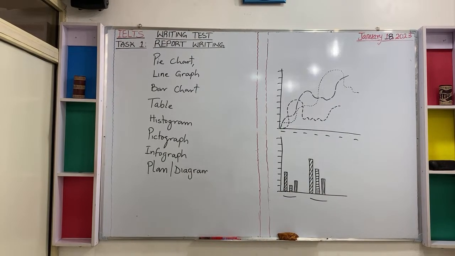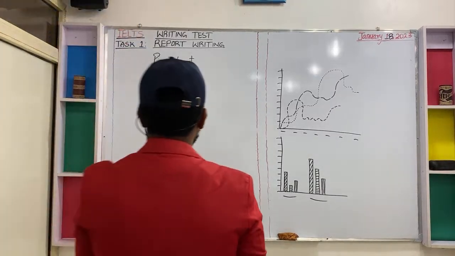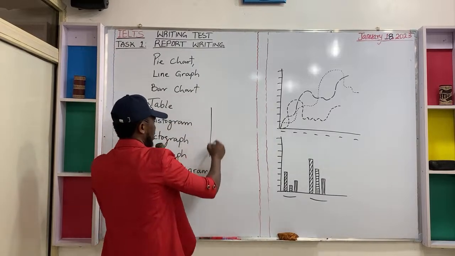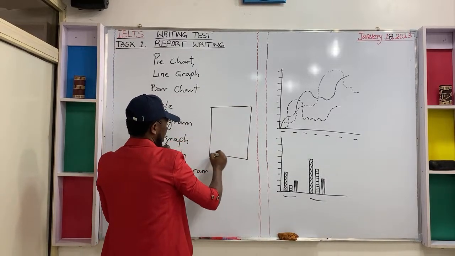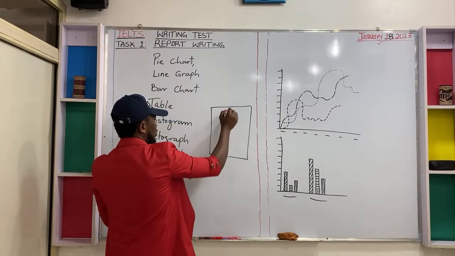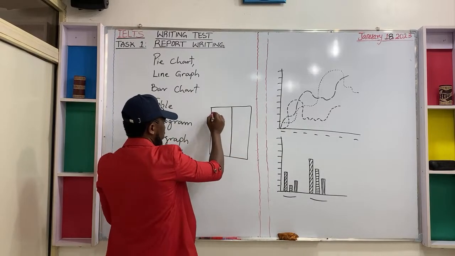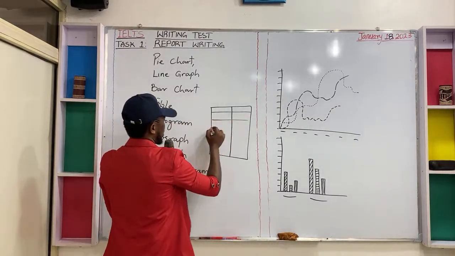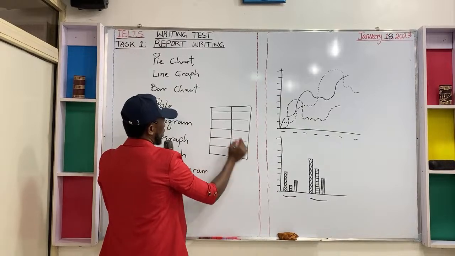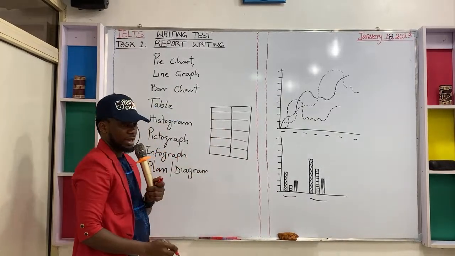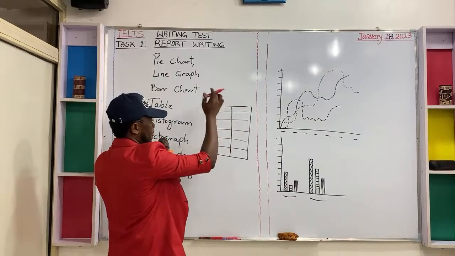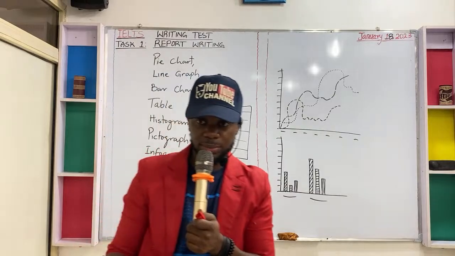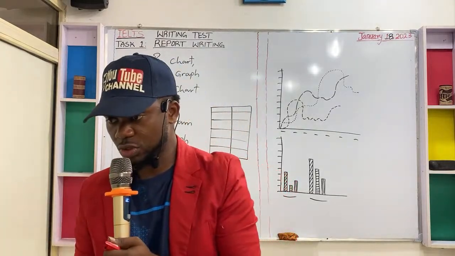Okay, so let's talk about table. For a table, you'll be given a table, for instance, then it would have columns and rows. Of course, there will be information or data provided, and they will have headings. So you have to report what you're seeing on the table.